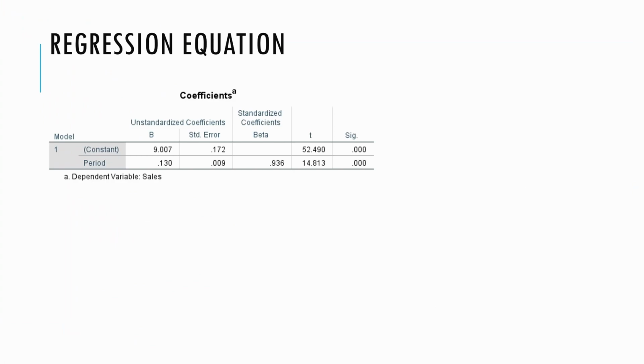So first of all we will discuss the regression equation, that means we will focus on the coefficients part of the regression output. So in your coefficient part, you can see here the constant is given and period is given, and so your period is that independent variable, and the coefficient next to period, that is 0.13, this is the slope coefficient, that is b1, and the coefficient next to the constant is 9.007, so this is your intercept.